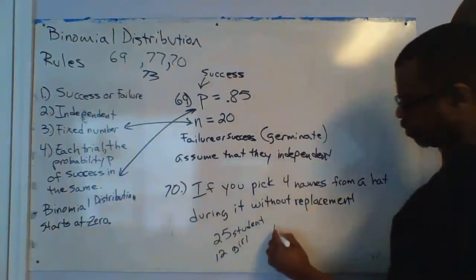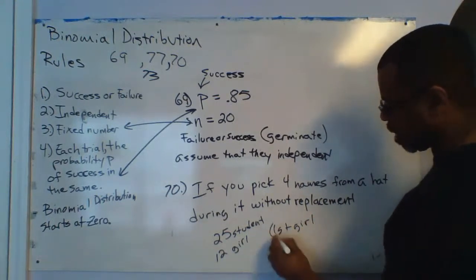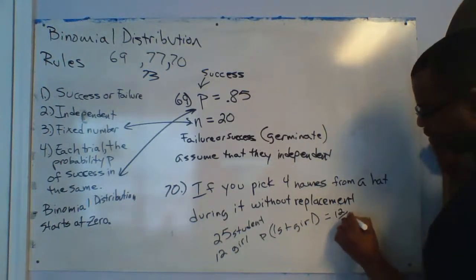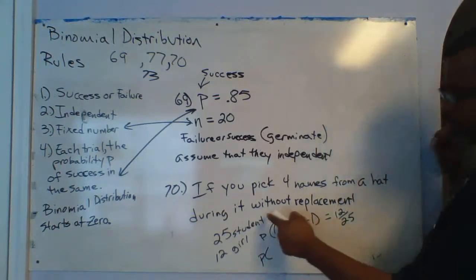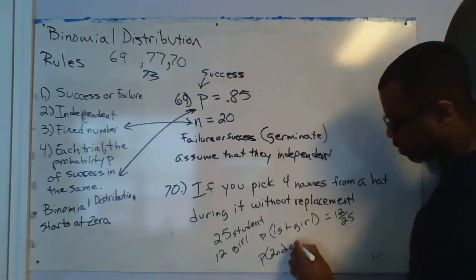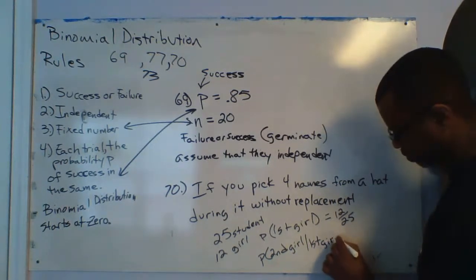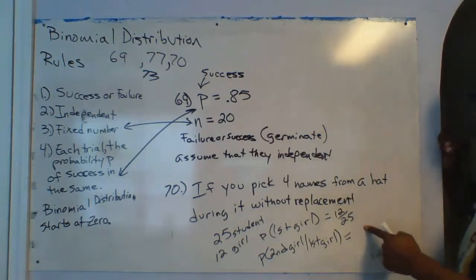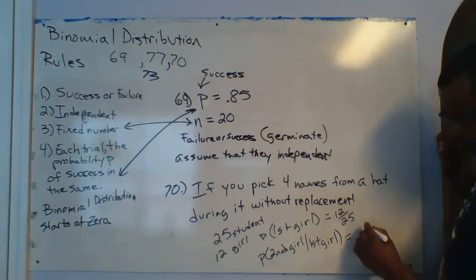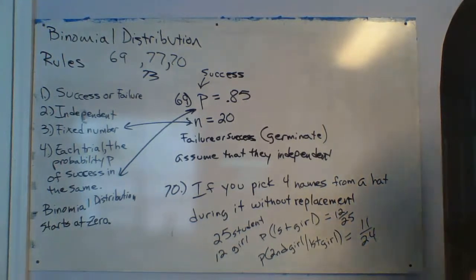Okay, so the probability of the first girl would be 12 out of 25. Then they're picking it without replacement. So the second is a girl, given that the first is a girl, the probability is going to change. So wouldn't that just be 11 out of 24?